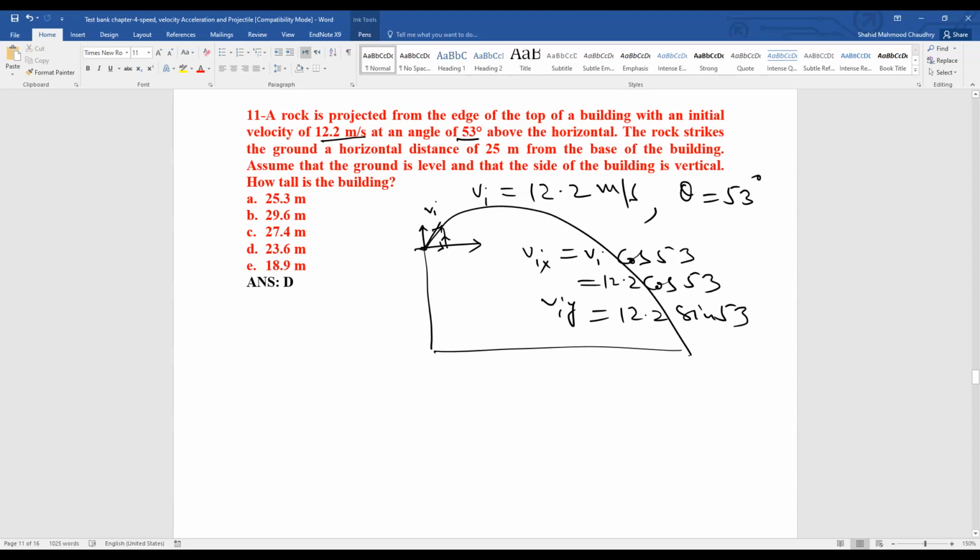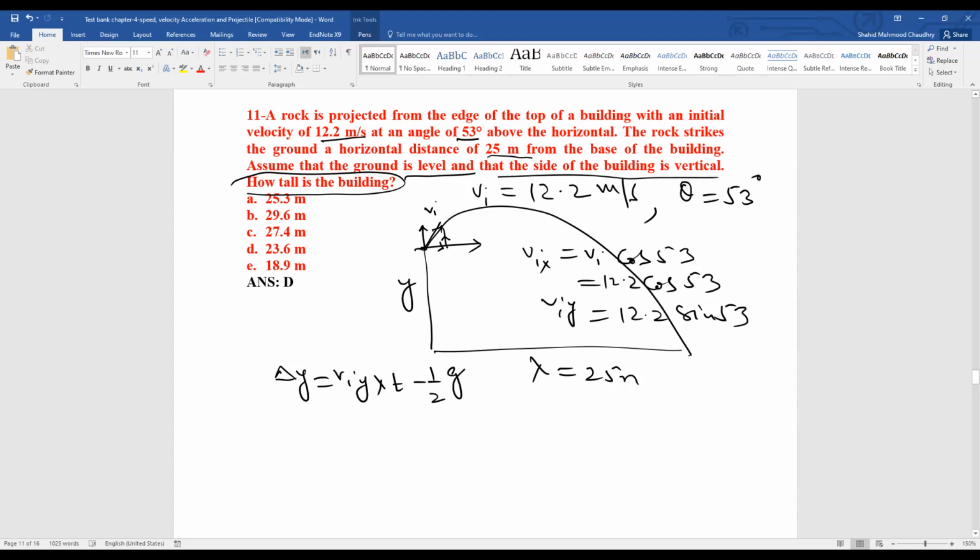Okay, let's see. The horizontal distance is 25 meters, so this x is 25 meters. It is given. The question is: assume that the ground is level and that the side of the building is vertical. How tall is the building? So you need this y. To find this one, we apply the same formula. Delta y is equal to Viy into t minus 1 over 2 g t square.